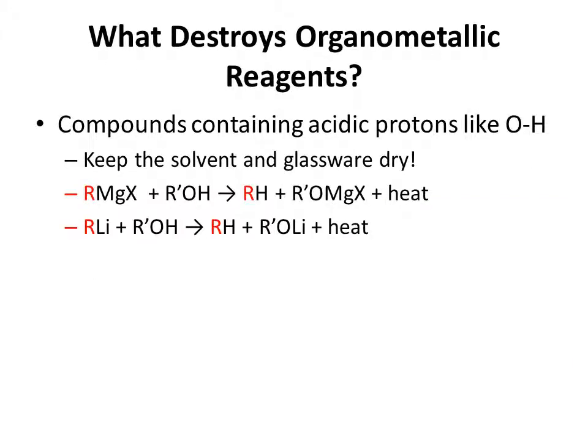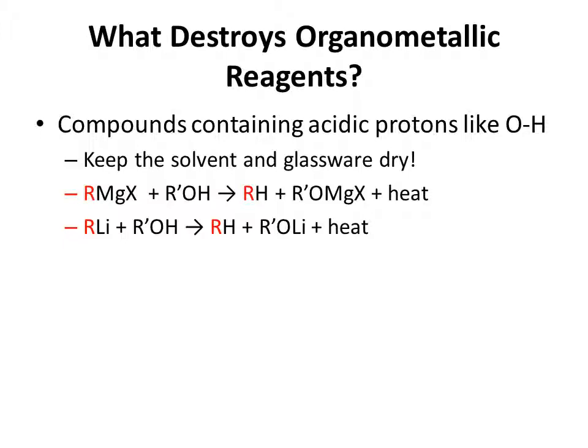So what destroys organometallic reagents? What should you keep them away from? Definitely water. Anything that contains an OH group is going to transfer that proton to the organometallic reagent and destroy it. So compounds containing acidic protons like OH are not acceptable. You have to make sure they're not in the reaction. You need to keep the solvent and the glassware dry. So that means usually oven drying the glassware before you use it, making sure that the solvent has been dried by some means, such as using a drying agent before you use the solvent.